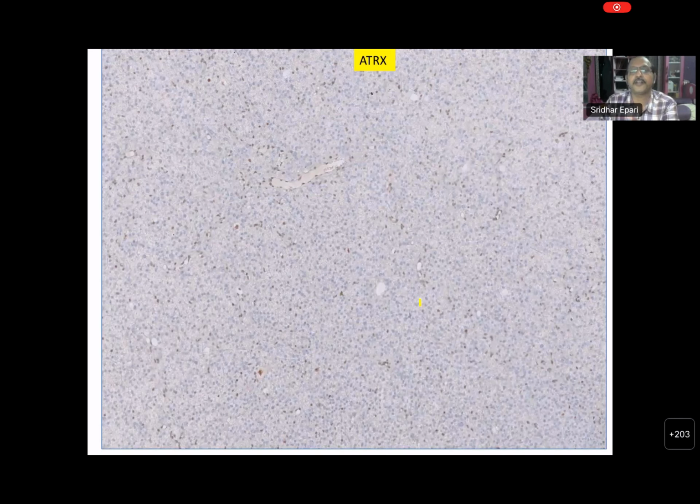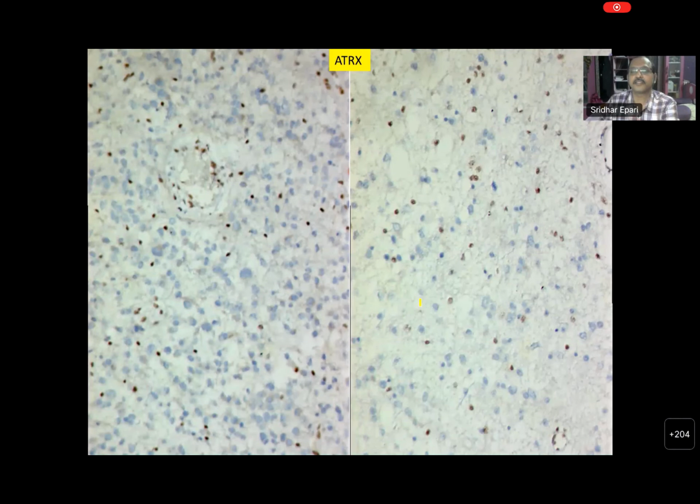How will you interpret ATRX here, Anita? Sir, this is in higher purview, the same thing. There's loss of expression. Control positivity is seen in the vascular. What is this one here? Endothelial cell, sir. So is it lost or retained? That is retained. So this serves you as an internal control. Every native cell should be ATRX retained. Then only you'll be able to interpret that IHC for ATRX.